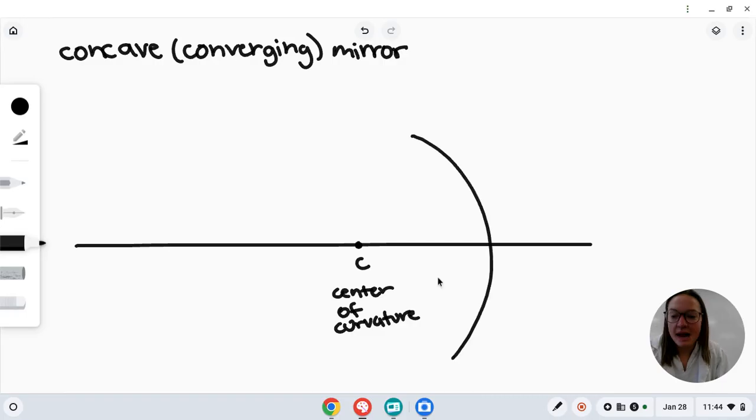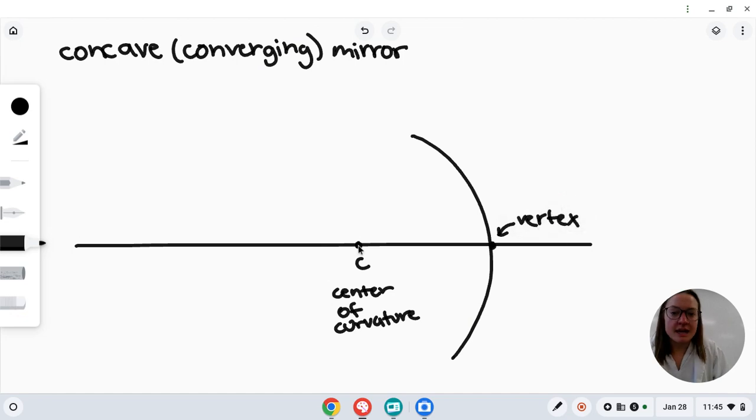Now, here's what you're going to do next: you're going to take your ruler and measure another point. Here's another part that you need to label. This point right here where the mirror intersects the optical axis, this is what we call the vertex of the mirror.